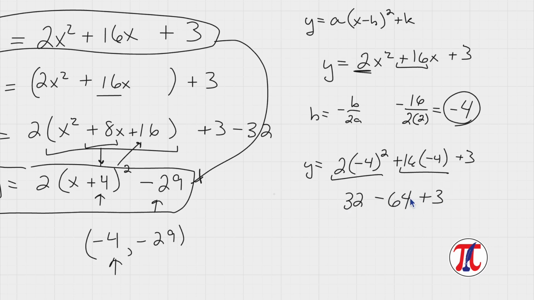Well, 32 is half of 64. So when I subtract 64 from 32, I get negative 32. And I have my plus 3 still, for a total of negative 29. Sure enough, that is my k value that I found before.